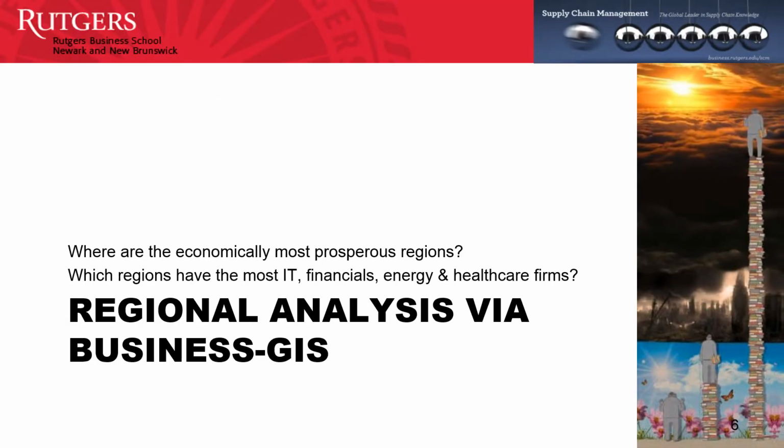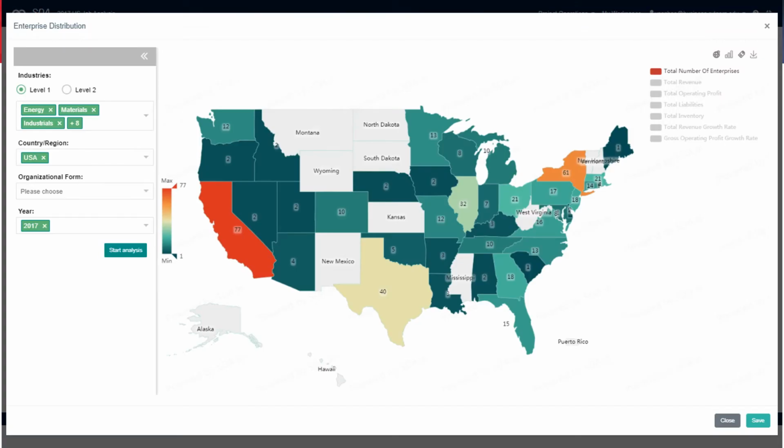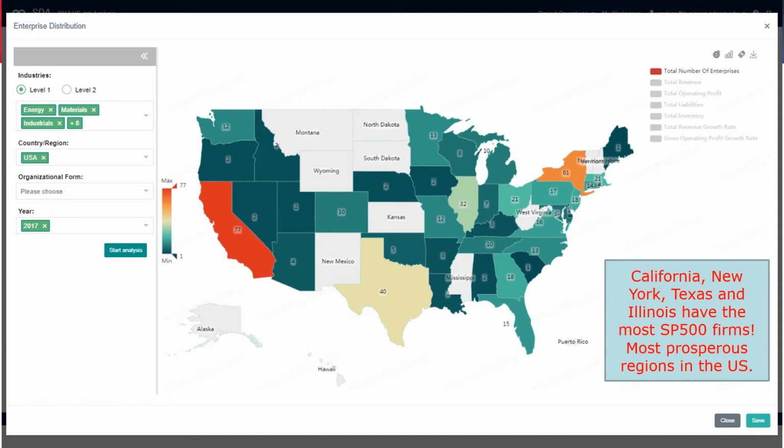Using the Business Geographic Information System tools, we want to answer the following questions. Where are the economically most prosperous regions in the US in general? And where are the most economically prosperous regions in the US for specific industries such as information technology, financials, energy, and healthcare? Using the Enterprise Distribution Tool, we found that in year 2017, California, New York, Texas, and Illinois have the most S&P 500 companies, and thus they are the economically most prosperous states in the US.